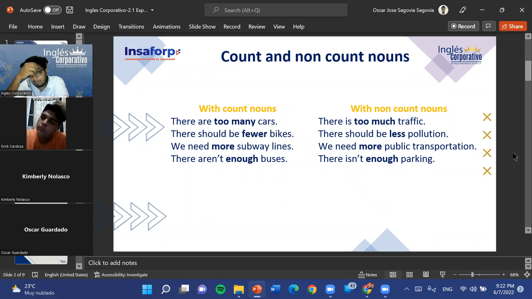Now, for example, if you were to say something like, I have one computer, this computer can be separated from others. For example, in my house specifically, we have three different computers. I have my own computer and my sisters both have their own computers. Therefore, a computer is an example of a countable noun, something that can be separated from one another.